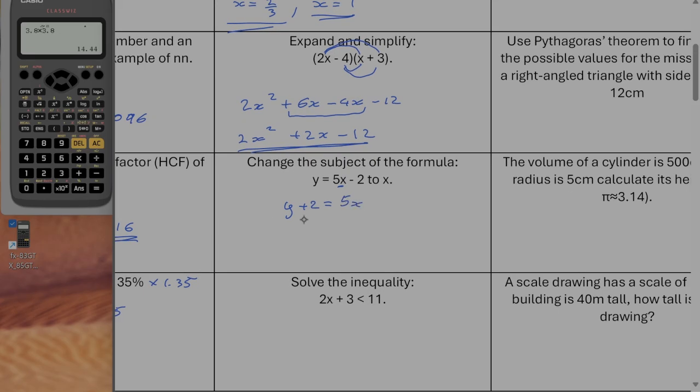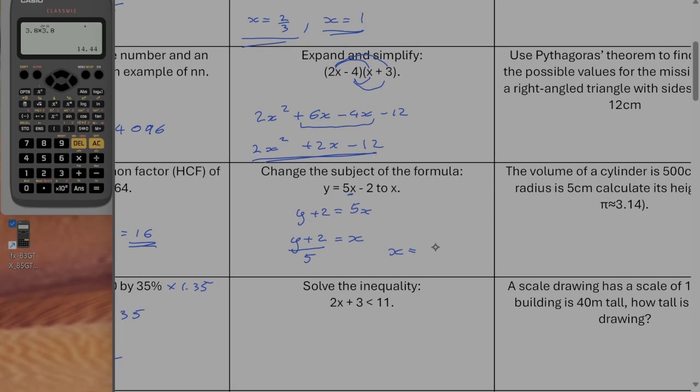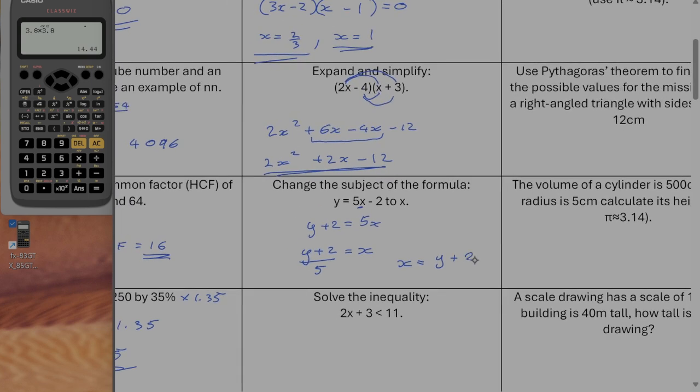Then I'm going to divide both sides by 5. So y plus 2 all divided by 5 is equal to x. And then x is now the subject. That would be fine, but if I'm asked to make x the subject, I like to write with the x on the left. Although it's not incorrect to have not done it, I just prefer to do it.